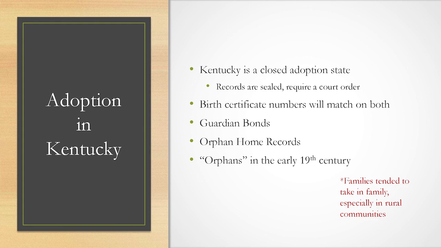Basically, if you know the date and the year, you can search until you find the matching birth certificate numbers. You also get guardian bonds in the 1800s. Orphan home records. They're usually going to be religious organizations.